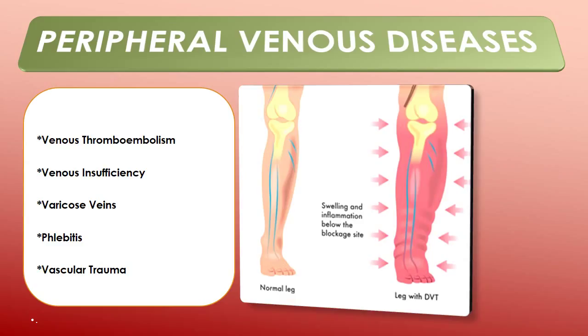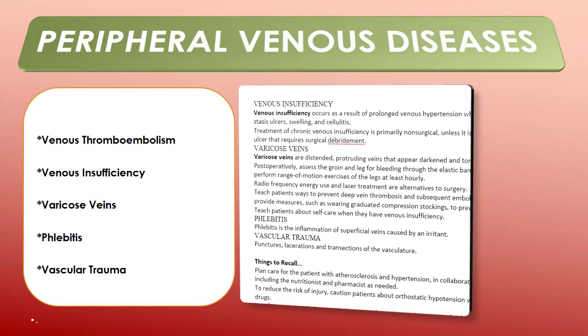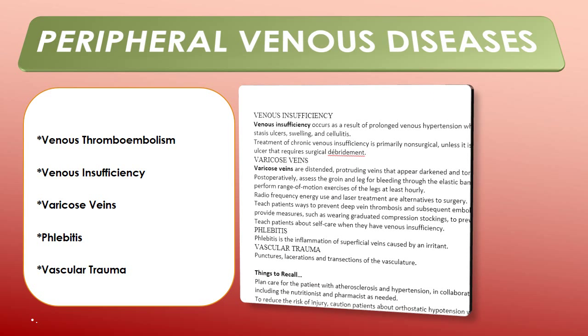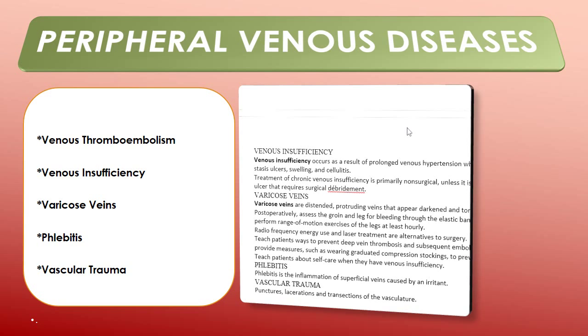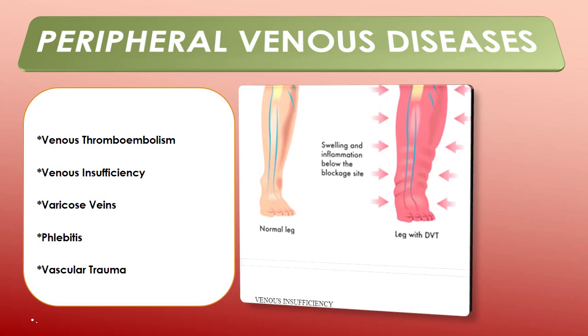Another peripheral vascular problem would be venous insufficiency. Venous insufficiency occurs as a result of prolonged venous hypertension, which results in edema, venous stasis, ulcers, swelling, and cellulitis. Treatment of chronic venous insufficiency is primarily non-surgical unless the patient has had complications. And then, of course, the notes include pointers on varicose veins, phlebitis, and vascular trauma. Please be sure to review those, okay?